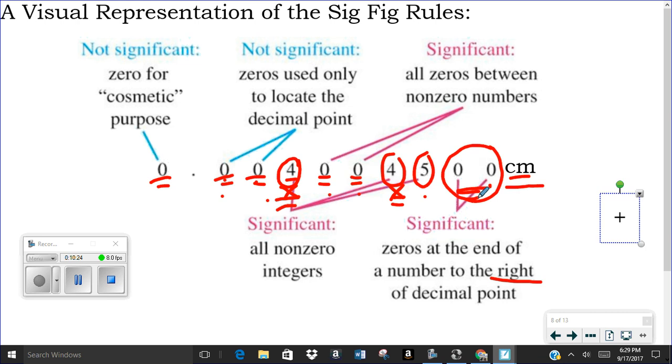So take a moment here, and I would write down this visual representation because it's a good one to show the different types of digits in a measurement. The only one that's not represented here is the counting numbers. And when I count something, I am certain about those numbers. For example, I am certain there are 12 eggs in a dozen. Therefore, the 12 has infinite significant digits because I am completely certain there are 12 eggs in a dozen.